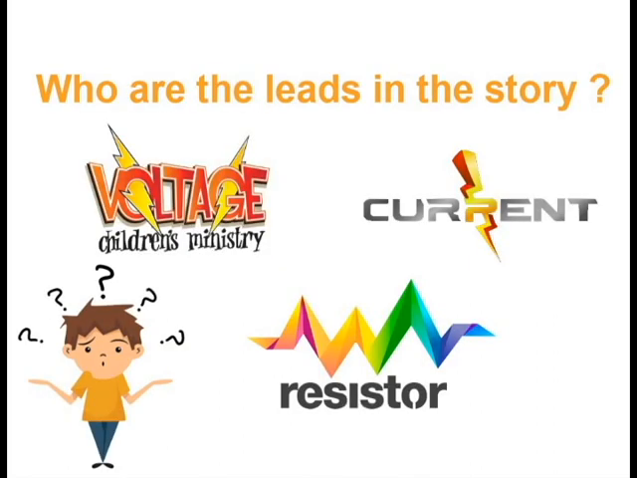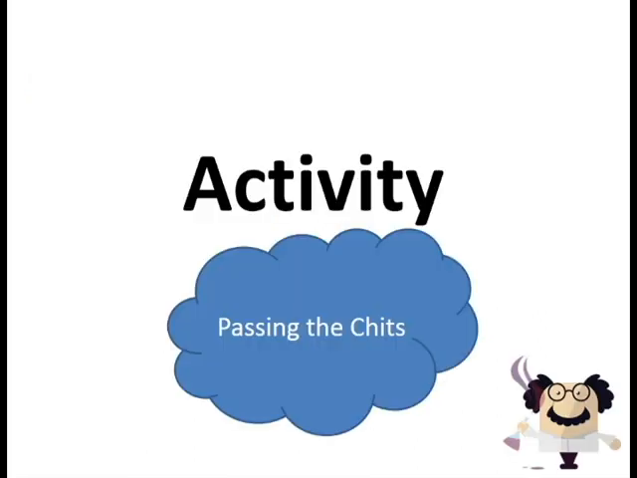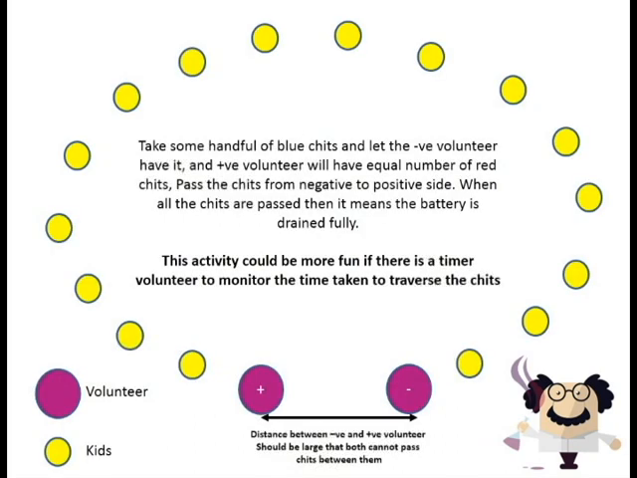When it comes to the story of electronics, the three main characters that control the world of electronics are voltage, current, and resistor. Let's start the story with an activity called passing the chits. Take a handful of blue chits and let the negative volunteer have it, and the positive volunteer will have an equal number of red chits. Pass the chits from negative to positive side. When all the chits are passed, it means the battery is drained fully.